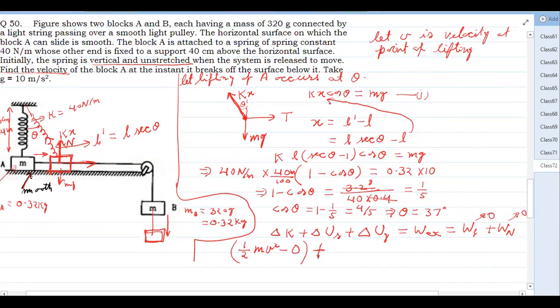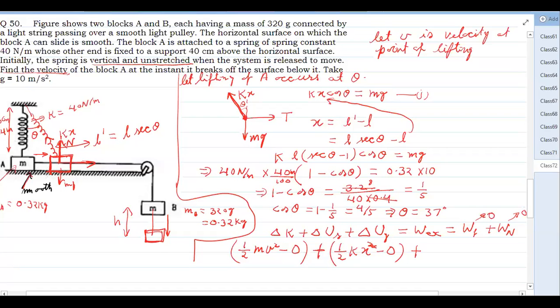Spring potential energy: finally it is half k x square, and initially it was 0 because initially the spring was relaxed. Then gravitational potential energy. How much height has it descended? We need this h, so we also need to find h.